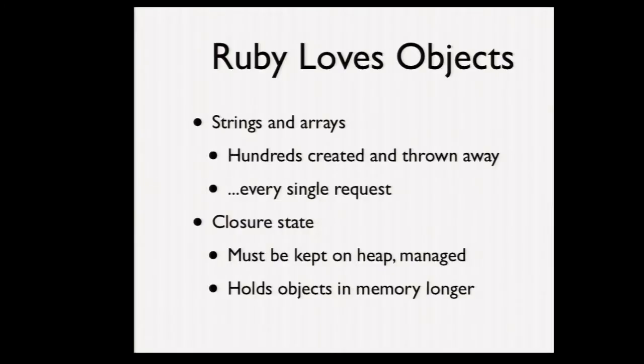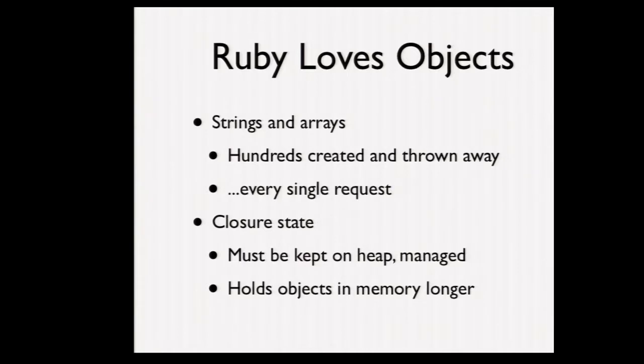All right, so let's move off of execution, talk a little bit about allocation. So Ruby loves objects, right? I mean, we love to just blow through objects as fast as possible. That's how we write our programs. We do lots of strings, lots of arrays. And in every single request of a Rails application, there may be hundreds or thousands of strings and arrays created.